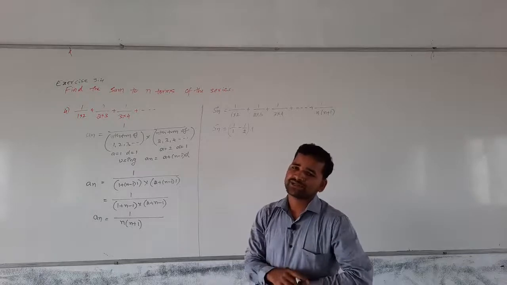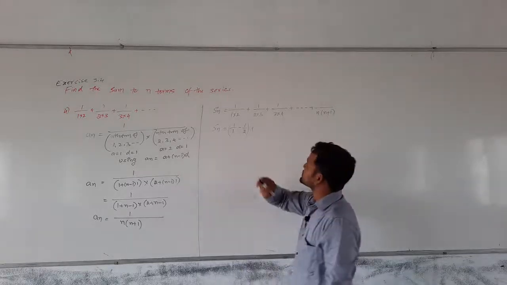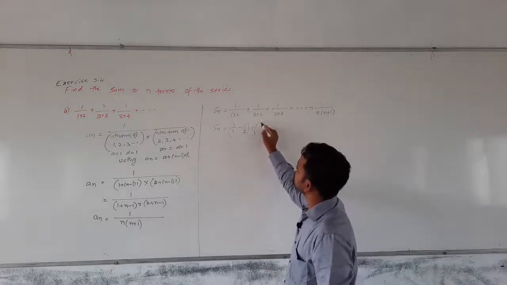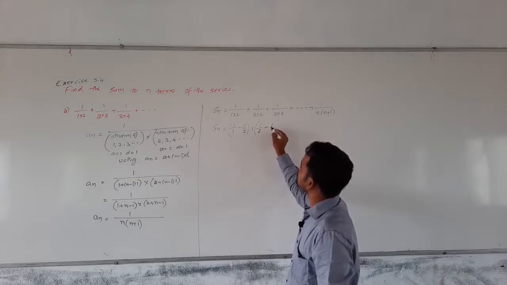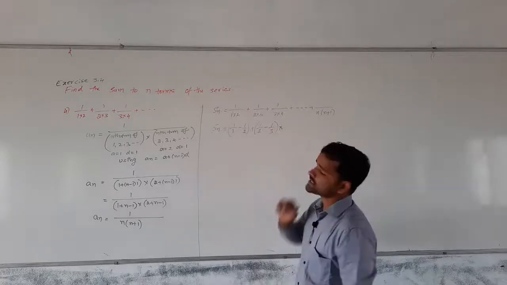Yes, whatever you wrote is correct. Now coming to the second term, 1 by 2 into 3 is there. 1 by 2 into 3 I will write as 1 by 2 minus 1 by 3. Check whether it is correct or not.